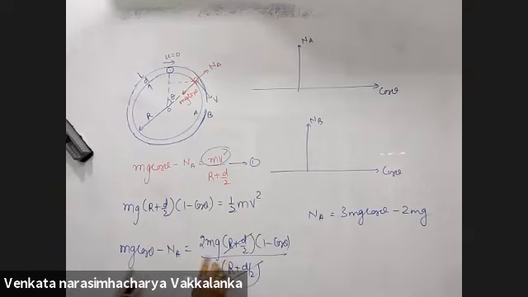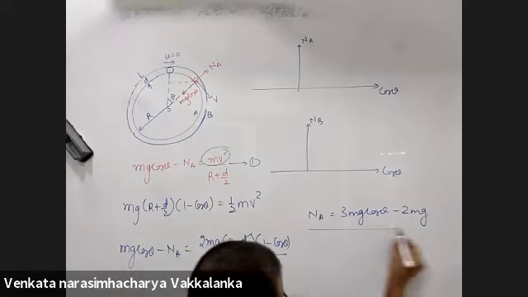I got Na to the right. Is that the second equation? mg cos theta. One second. I got Na to the right, and 2mg I took to the left. It became minus. Yes sir, it is correct. Minus 2mg.